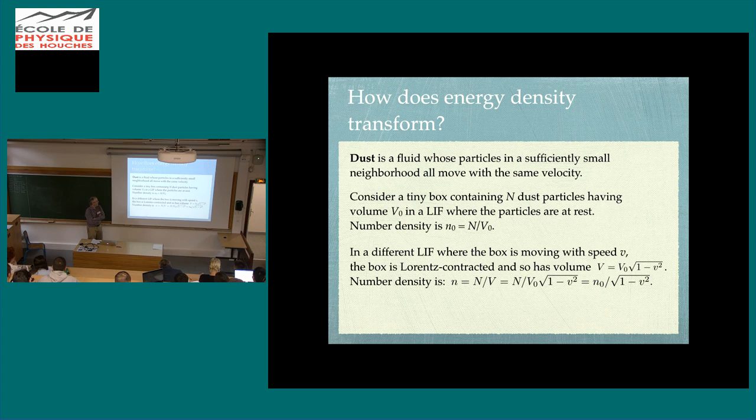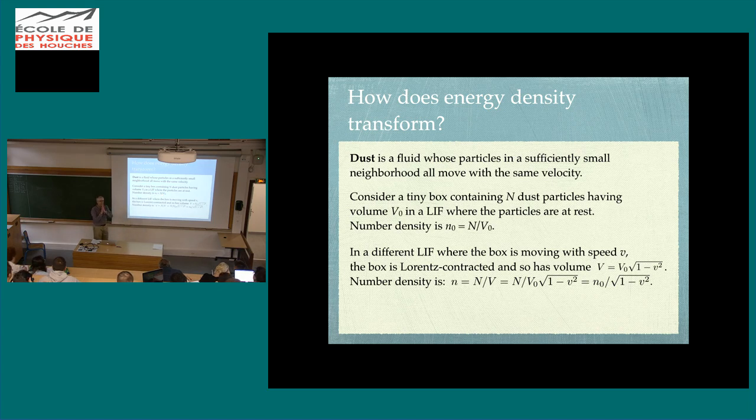Okay, so we're going to consider a tiny box containing a certain countable number of dust particles, and it has a volume V sub 0 in a locally inertial reference frame. In that frame, the dust particles are at rest. So you imagine a frame moving along with the dust particles so that they're at rest in that frame, and in that frame the box has volume V0. So the number density in that inertial reference frame is just N over V0.